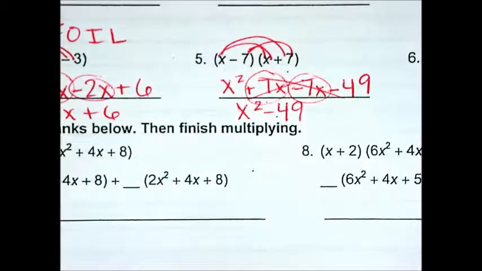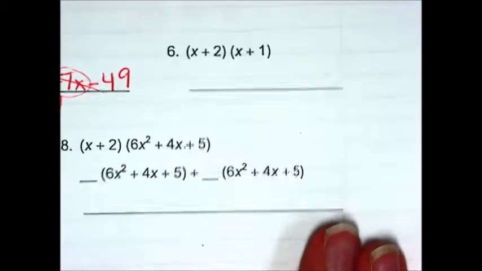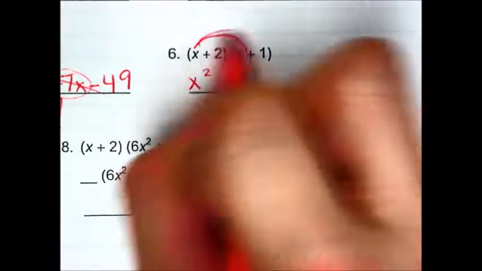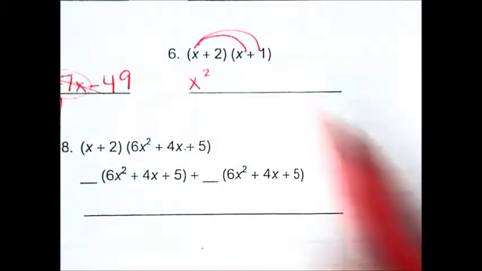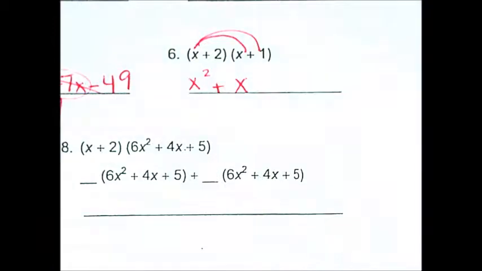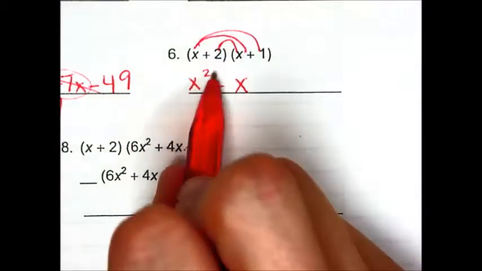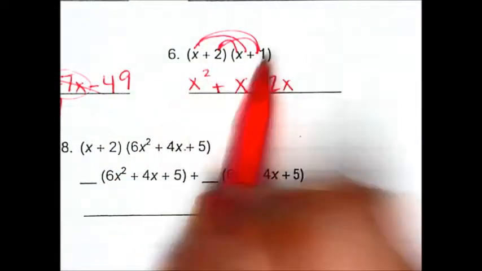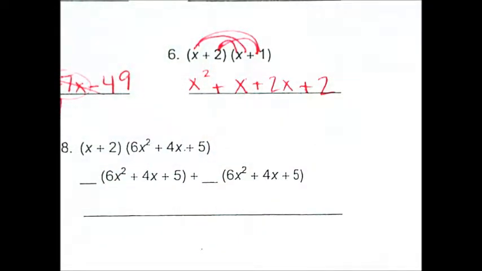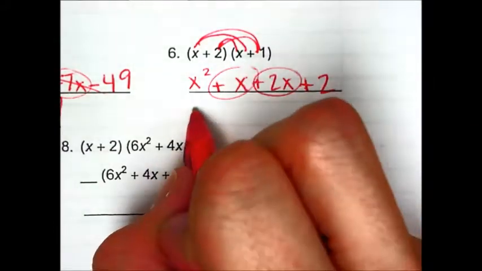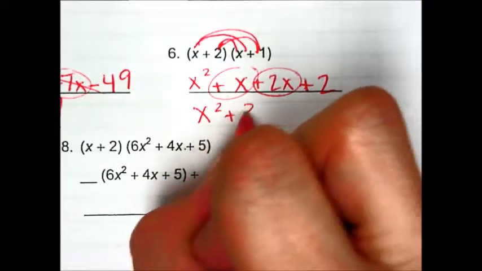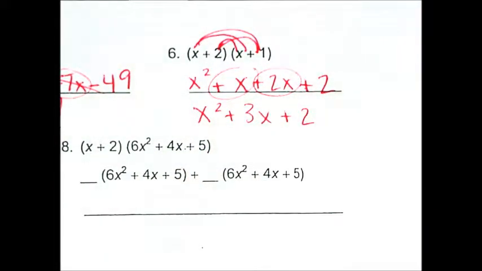Okay? Moving on. One more time on the FOIL, and then I think we should have that down. Okay, first, x times x, x squared. Outer, x times 1. I mean, 1x, but let's just say x. Inner, 2 times x, 2x. Last, 2 times 1, 2. Combine like terms. x squared stays by itself. This is like 1x plus 2x is 3x plus 2.